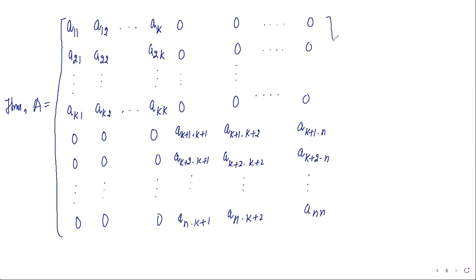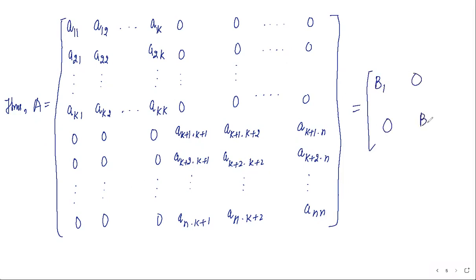So this is the matrix A, which is the matrix of the linear operator T. But now we can clearly see this is a block diagonal matrix, and this first diagonal block, a11 to akk, is the matrix B1 in fact. Now here we have a zero matrix, and this is the matrix B2. So therefore this completes the solution of this exercise.